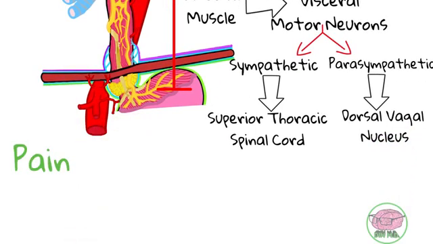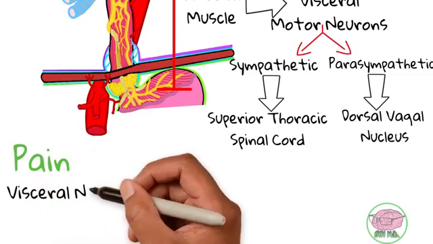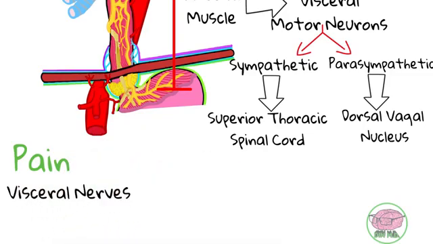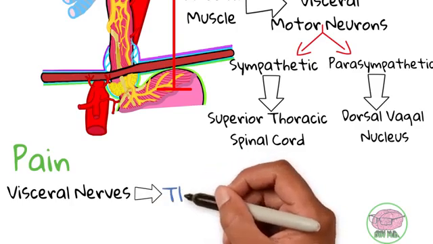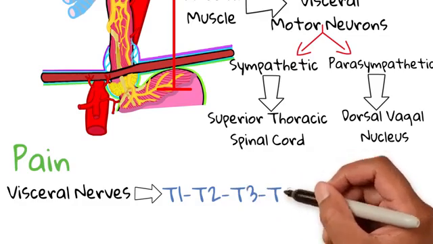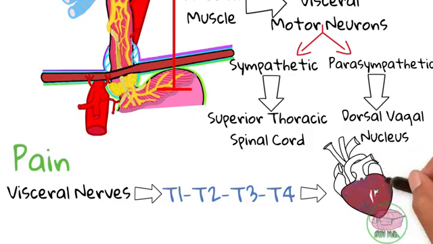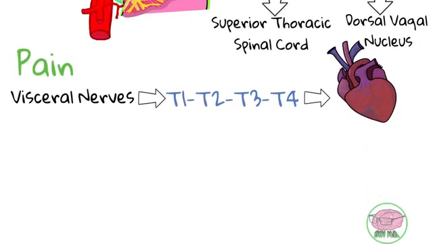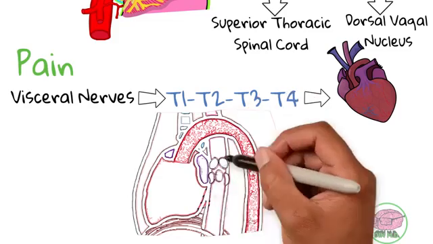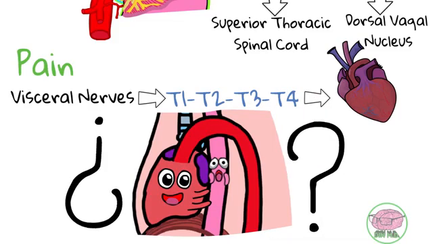Pain from the esophagus is transported via visceral nerves that travel along the sympathetic fibers. These nerves arrive to the spinal cord at the segments T1, T2, T3, and T4. These segments of the spinal cord are also the ones that receive pain signals from the heart. Therefore, it is often difficult to distinguish esophageal pain from cardiac pain.